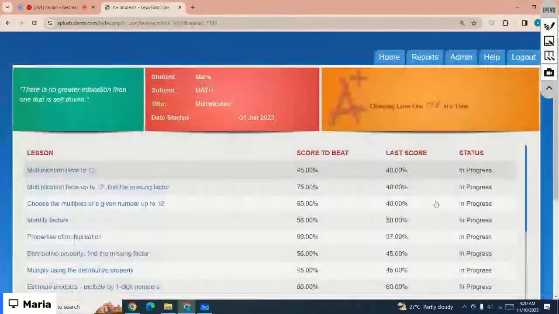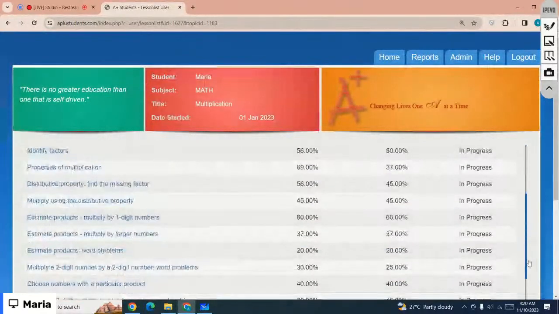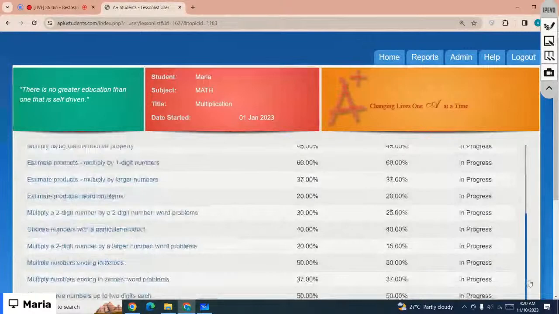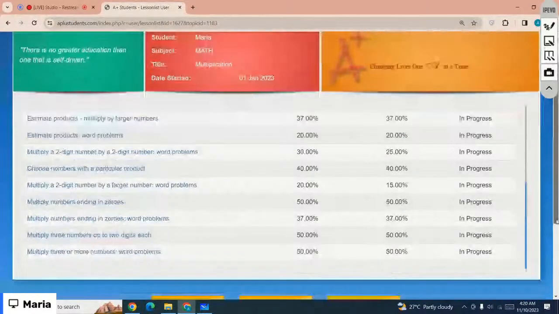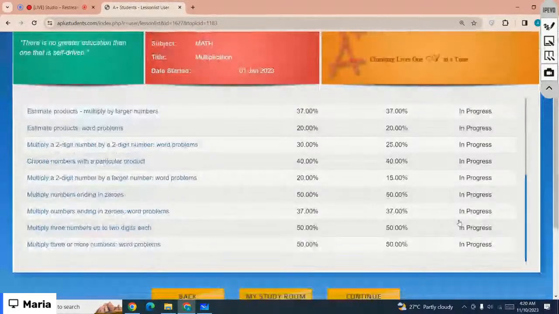Okay, the next one is multiply a two-digit number by a larger number. Again, word problems. You can do the word problems on your own. The next one we're going to do is multiply numbers ending in zeros.